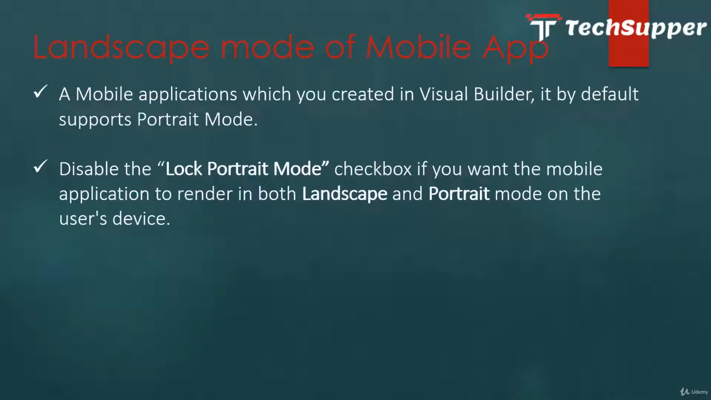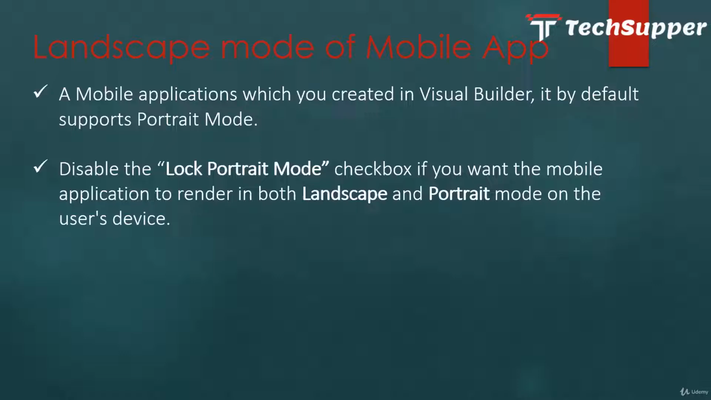A mobile application which you create in Visual Builder by default supports portrait mode. So whenever you create a mobile application under Visual Builder, it can only be viewed in portrait mode. The landscape mode is disabled by default. So if you want to view your application in landscape mode, you have to do some settings here.